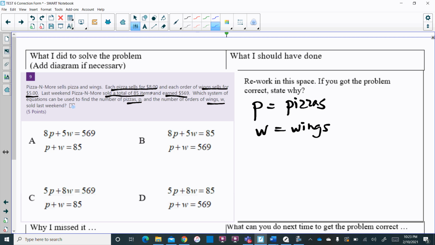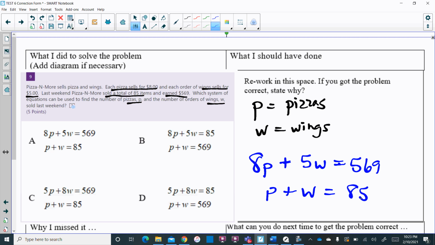So if it's $8 per pizza, that's 8P. And $5 per order of wings, that is 5W. This is money, so that's going to equal our earnings, which is money, which is $569. And then they had a total of 85 items. That's when we should have had P plus W. Oops, sorry. P plus W equals 85. So we're just trying to see, can you match the correct setup of the equation?